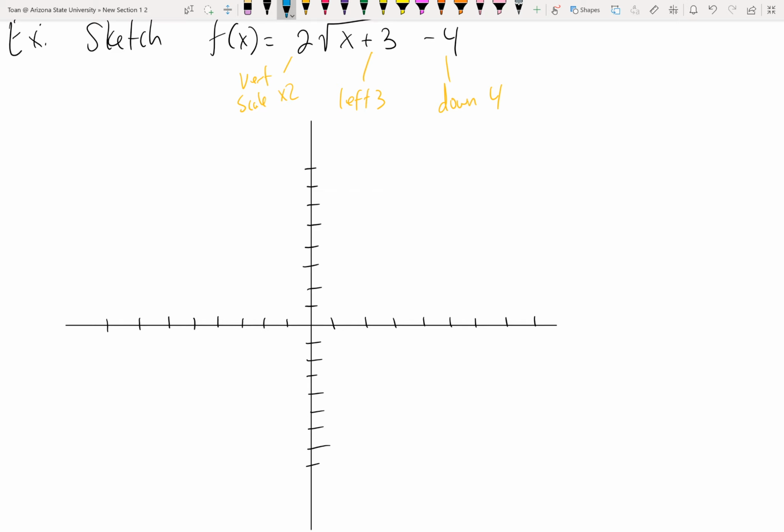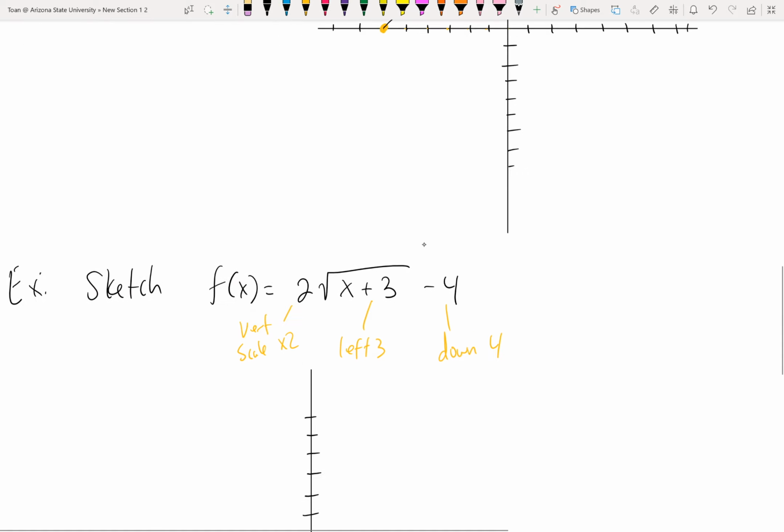So remember, we typically start at the origin, but then what you have to do is listen to your transformations. So we have a left 3, down 4. So from the origin, we'll go left 3, 1, 2, 3, down 4, 1, 2, 3, 4. Make a point there. Now, how does the vertical scale by 2 affect things?